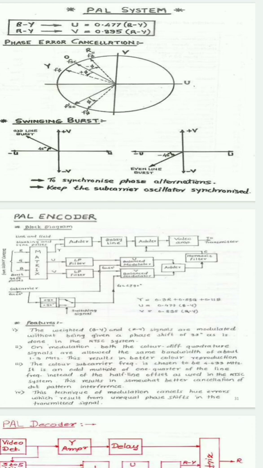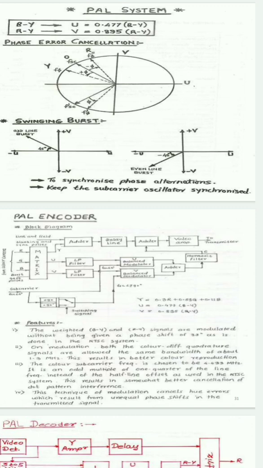We can say SECAM and PAL owe a lot to the NTSC system, and the color we can determine by the phase of the signal. The NTSC system is affected by phase errors which are present on the color of the picture. If we talk about the PAL system, the phase errors are rectified. So you can see here the diagram for the phase error cancellation and for the PAL system, the swinging burst.